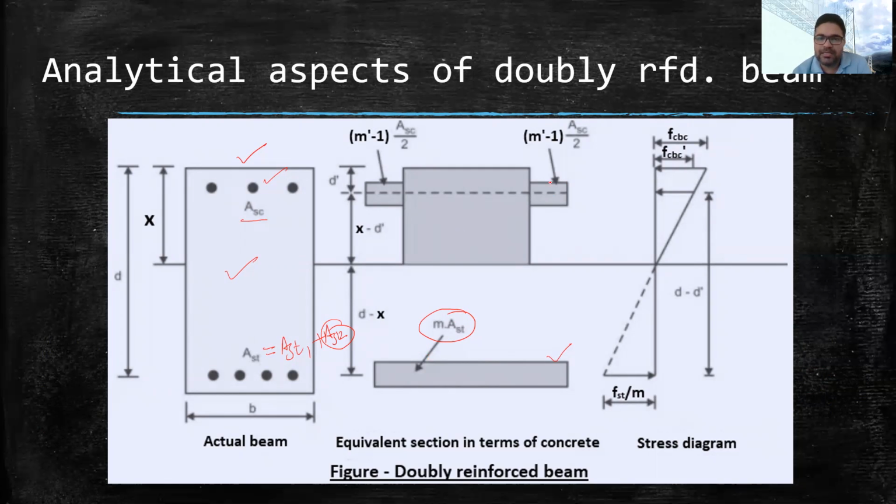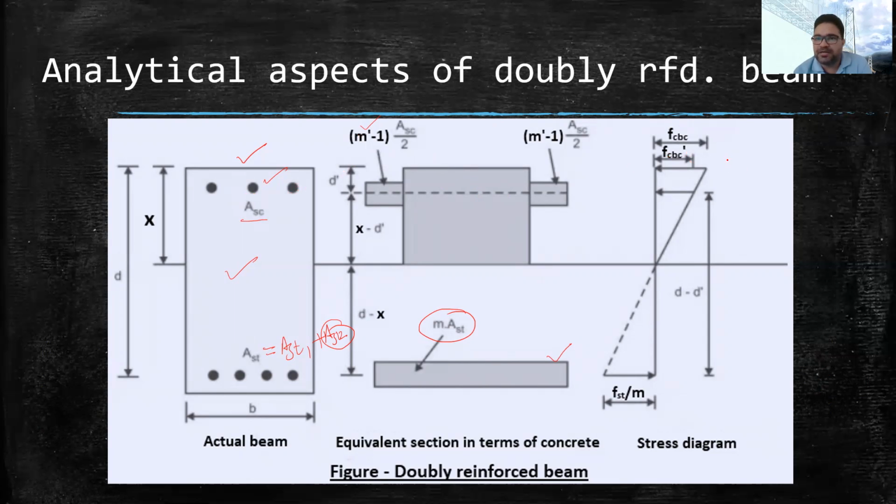Now in the compression zone, because we are providing steel in the compression zone also, we have to replace this compressive steel with an equivalent area of concrete. So we will provide an equivalent area of concrete in place of this steel also. The equivalent area of concrete in place of this compressive steel will be provided in terms of the modular ratio for compression, which is the m dash value. We will discuss more about this equivalent area in the next part.